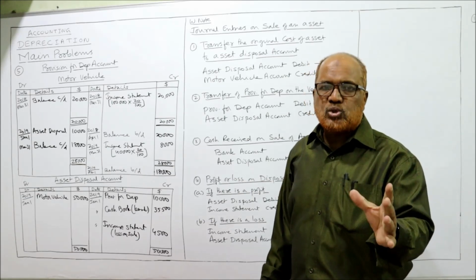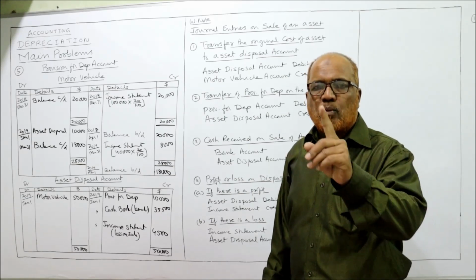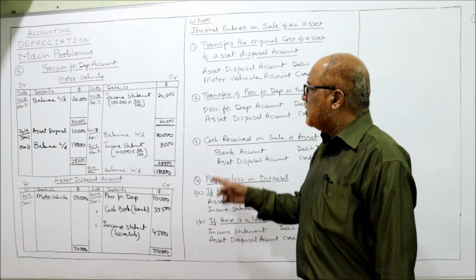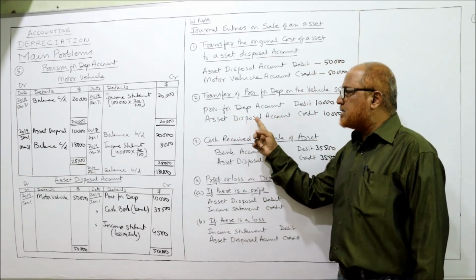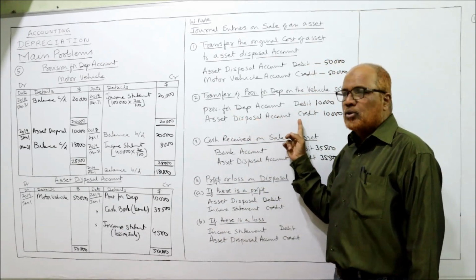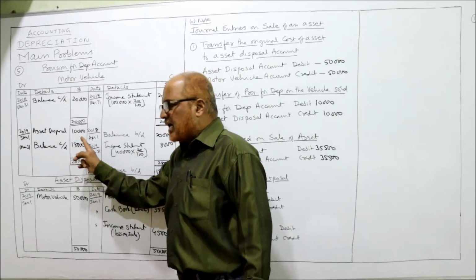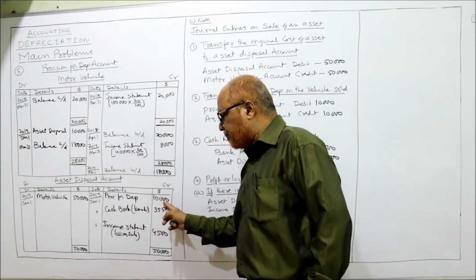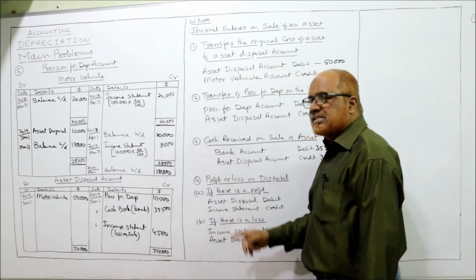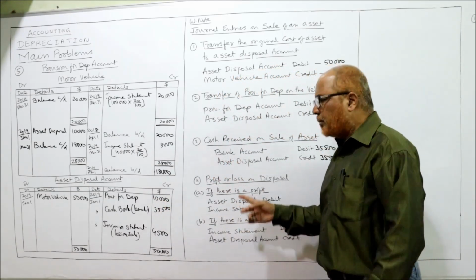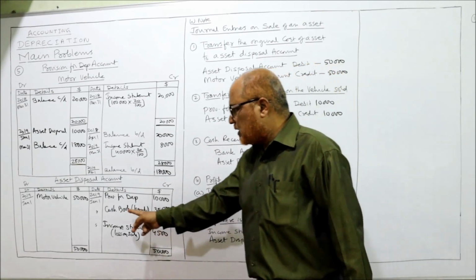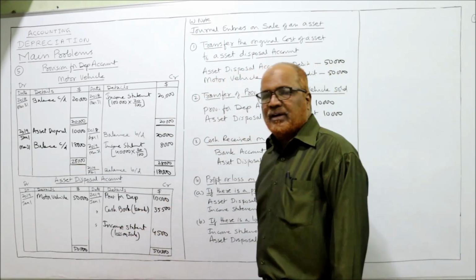Second entry, transfer the accumulated depreciation on the vehicle which was sold. For the vehicle which was sold, the depreciation provided for 1 year was 10,000. So provision for depreciation is debited, asset disposal is credited, 10,000. Third entry will be the sale proceeds. The bank account debit, asset disposal credit. So here cash book, bank 35,500.